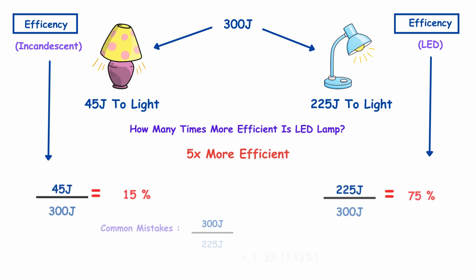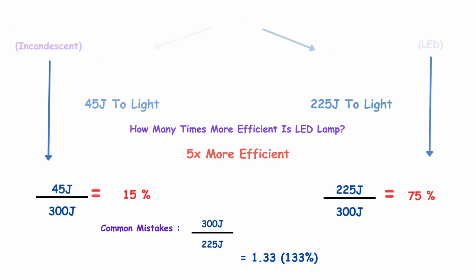A common mistake when calculating efficiency is reversing the division, which would give you a value greater than 1 or greater than 100%. In our example, you'd get 1.33 or 133%, which is impossible because it suggests more energy output than input, violating the conservation of energy principle, which states that energy can be transferred but not created or destroyed.